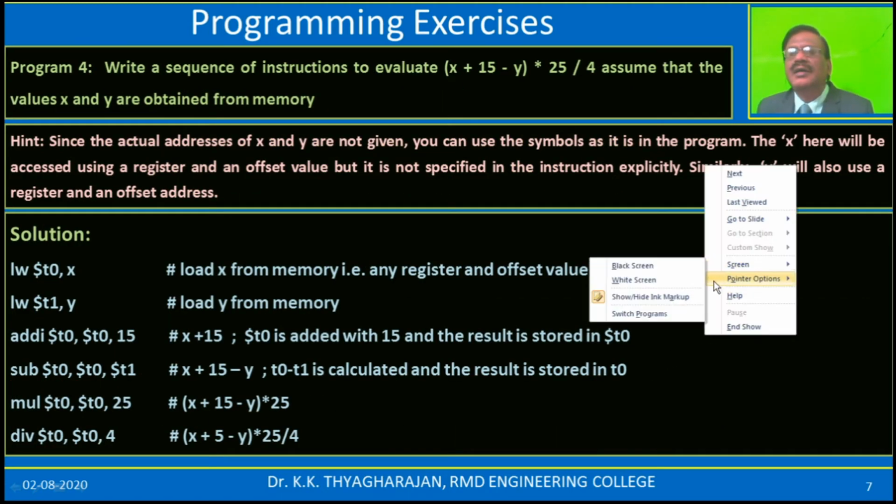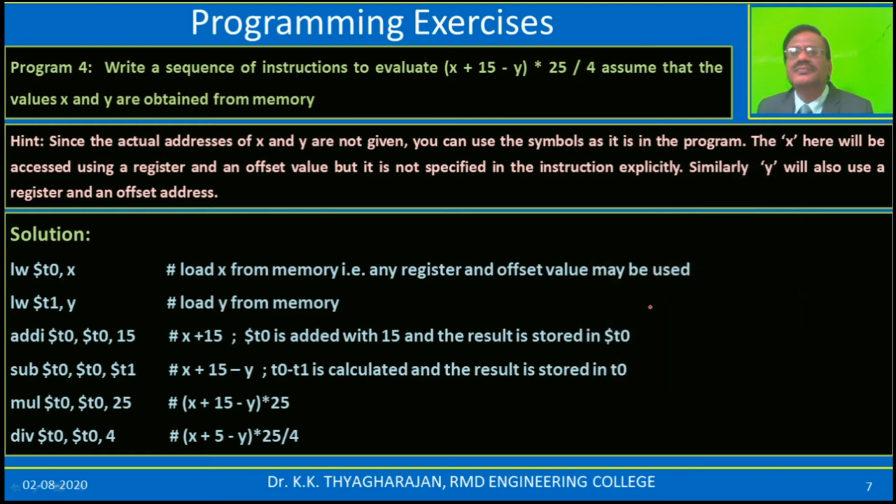In the next program, we have to compute x plus 15 minus y into 25 divided by 4. Assume that the values x and y are obtained from the memory. Since they have not specified any register to bring the value from the memory for x and y, you can use anything. Even you can put it as x or y.